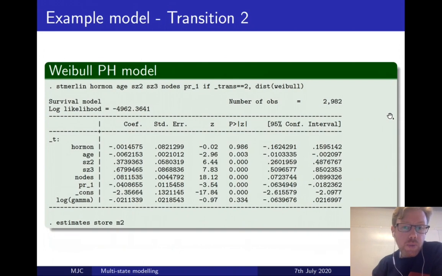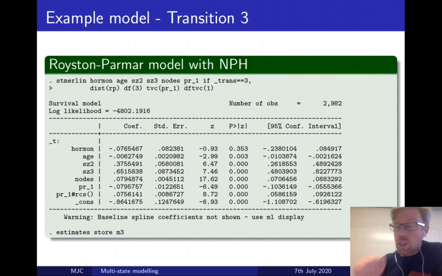We do the same thing for transition number 2. I've just got a Weibull model in this case, so again, there's no restriction that the family of models that you choose has to be the same for each of the 3 transitions, because we can fit completely separate survival models for each transition. Finally, transition number 3. Again, I'm going back to a Royston-Parmar model, 3 degrees of freedom. Only evidence of non-proportionality in progesterone level in this case. And again, modeled with an interaction with log time.